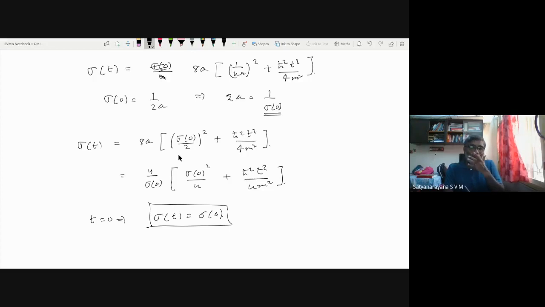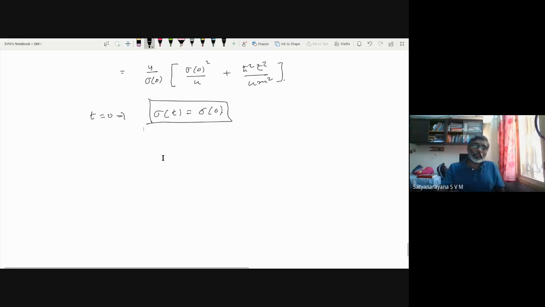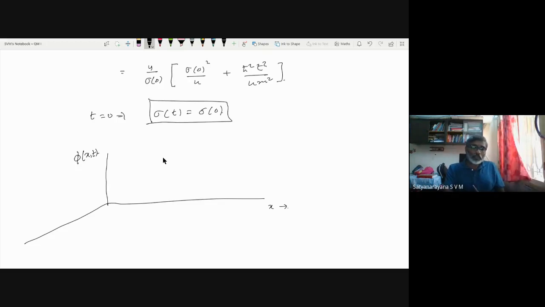Okay, so the equation is showing you that you started with some, so let's assume that this is your phi of x comma t, and let's say this is your x. Now at time t equal to 0, this is your time axis. At time t equal to 0, let's say that you have a Gaussian, some kind of a width. So this width is basically your sigma 0. This is related to 1 over 2a.